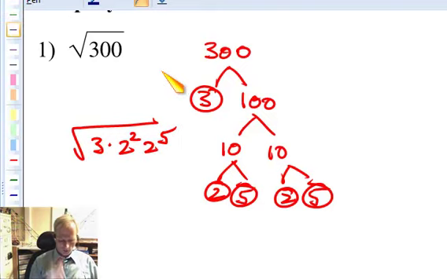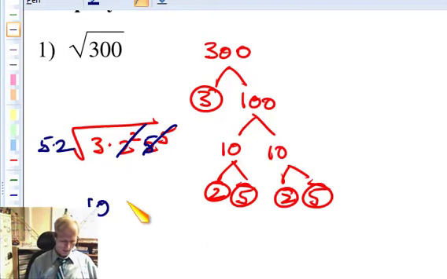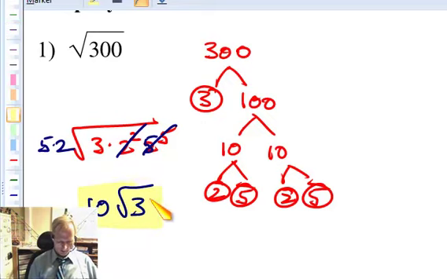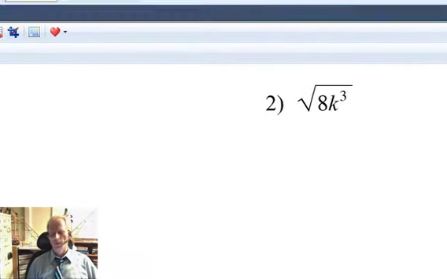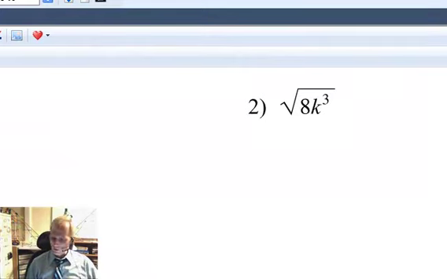And now I go through, and anytime I see anything to the second power, I can cross it out and write one of them outside the radical. And oops, that should have been a 5. So I get 5 times 2 is 10 radical 3. And that's my simplified version of square root of 300.